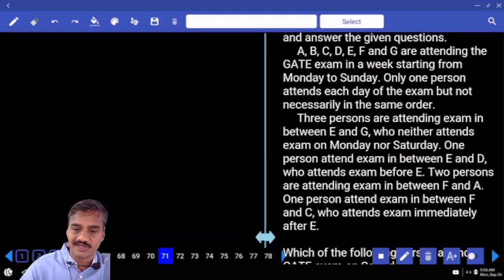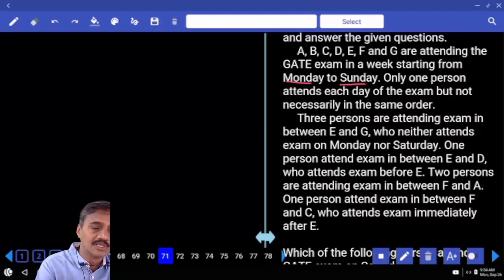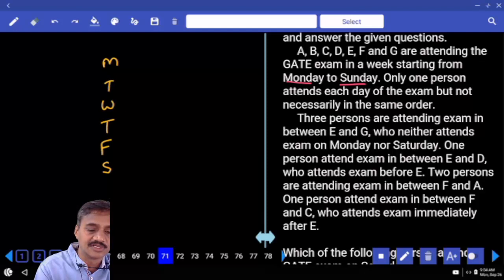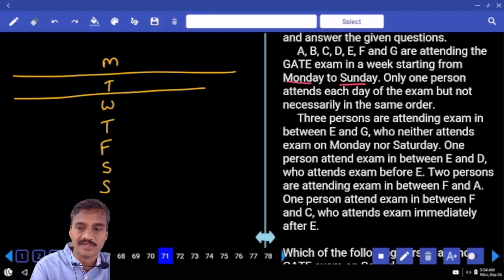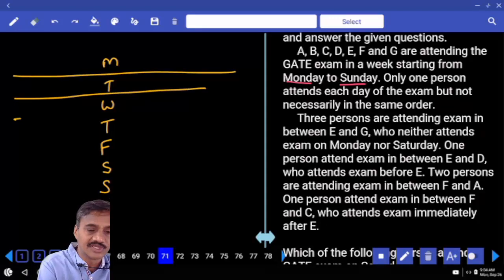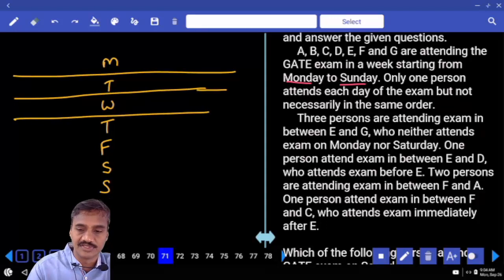Hence first change cheyali. Now we need to check out the week is starting with which day and ending with which day. That is చాలా important. Monday to Sunday: Monday, Tuesday, Wednesday, Thursday, Friday, Saturday and Sunday. Hence, we have some 7 days and they are attending for this GATE examination on these 7 different days, starting from Monday, ending on Sunday.